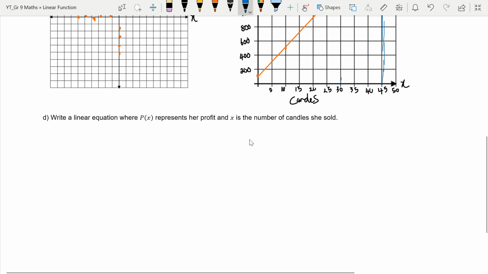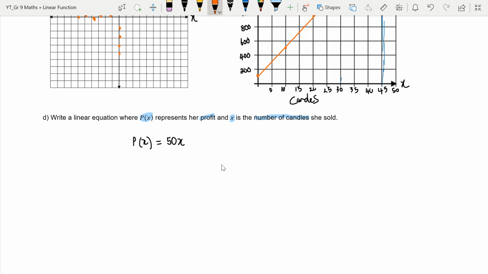In the last question, it says, write a linear equation, P of X, where P of X represents her profit and X is the number of candles. Okay, we can do that. She told us how much profit she makes. She said it was 50. So what would her profit be in Rand if she makes 50 per candle? Well, we don't know how many candles she has sold, so it would just be 50 times however many candles she sold. If she sold one, it would be 50. 2, 100. 3, 150. So we just plug into X however many candles she sold.